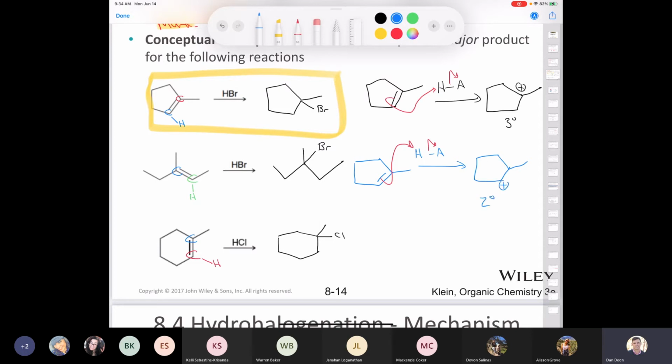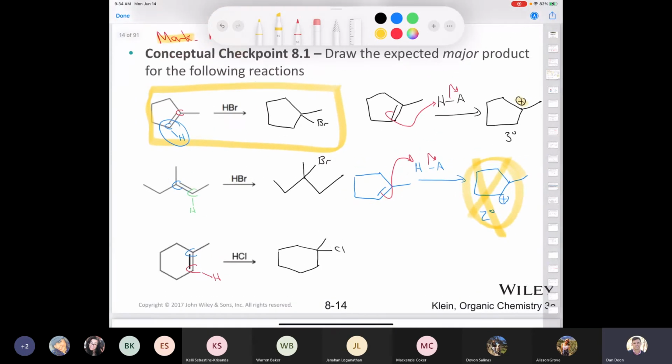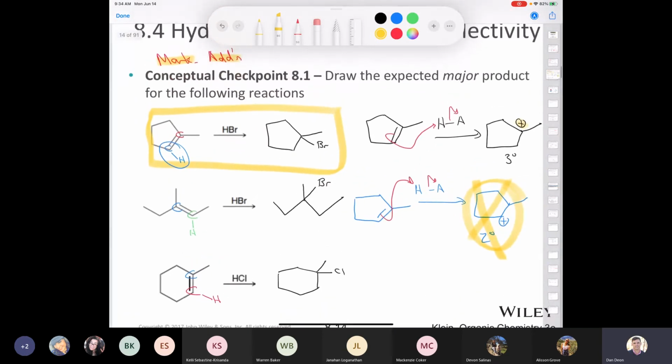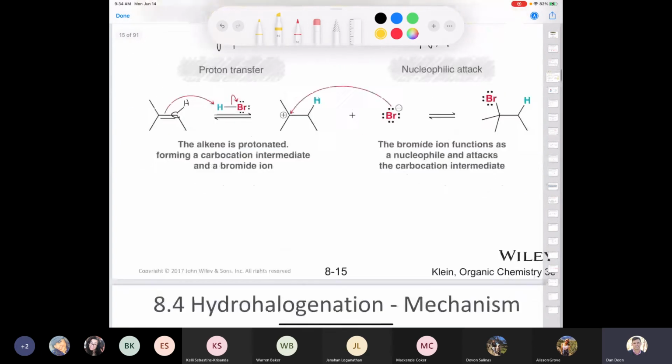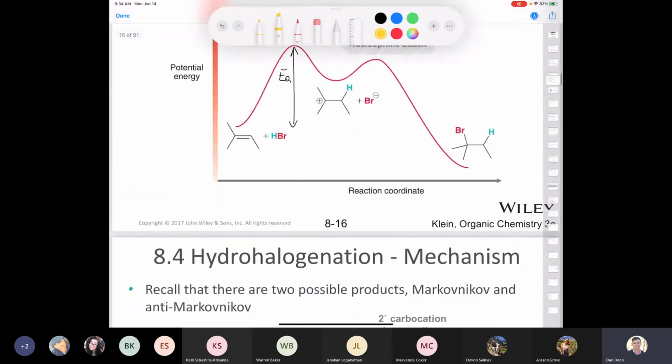So this is the answer. This is the man behind the curtain, right? This is the reason why the rich get richer, because you end up with the most stable carbocation. If the one that's poorer in hydrogens takes the hydrogen, you end up with a less stable carbocation. And so that is the answer right there. That is why Markovnikov addition always occurs, because you proceed through the most stable carbocation intermediate.